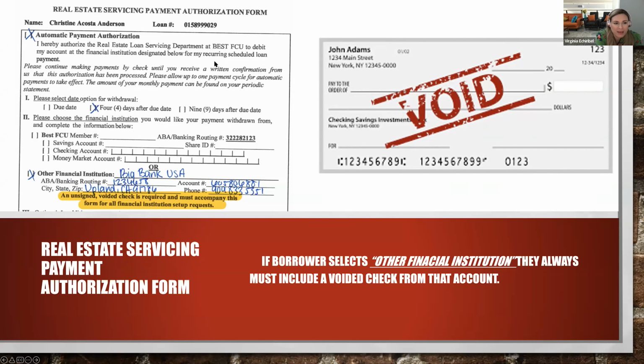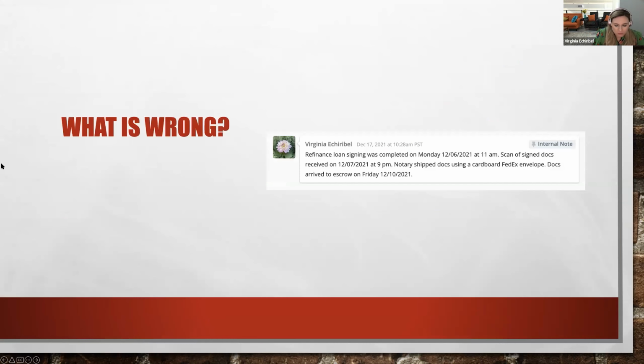Basically, what this form is, the borrowers can decide if they want to have their payments automatically withdrawn from their account at the time of signing. So wouldn't that be great, right? You sign your refinance docs and you don't even need to worry about your first payment because you've already set it up. So it's a really nice form. But let's go back. My computer is going crazy here today.